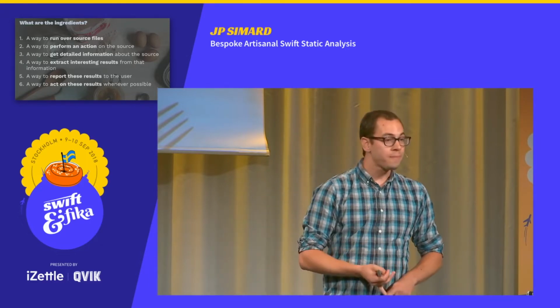You need a way to report them back to the user of the tool, and you need a way, ideally, to act on the results, right? If, for example, you find code that needs to be corrected, then ideally the tool should be able to do it itself, right? You shouldn't have to have these manual steps if the compiler is smart enough to do them for you.